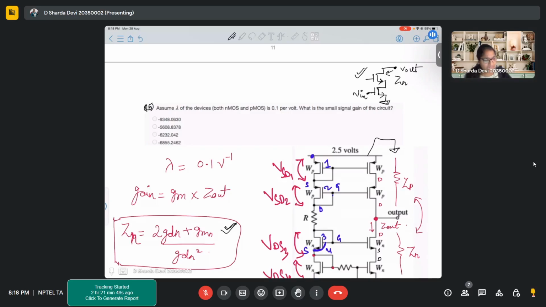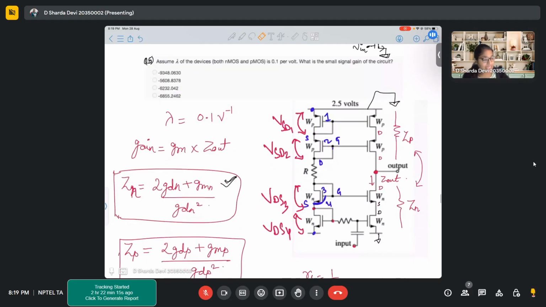Also try to solve these types of circuits when your drain and gate are shorted, and see what type of resistance you see from different terminals. When you know these things, it makes it easier for you to solve. Every time you cannot go for a small signal model. With one, two, three transistors it is fine. But if this particular circuit has four transistors above and four below, so eight transistors, there can be 10 or 12 transistors in cascode form.